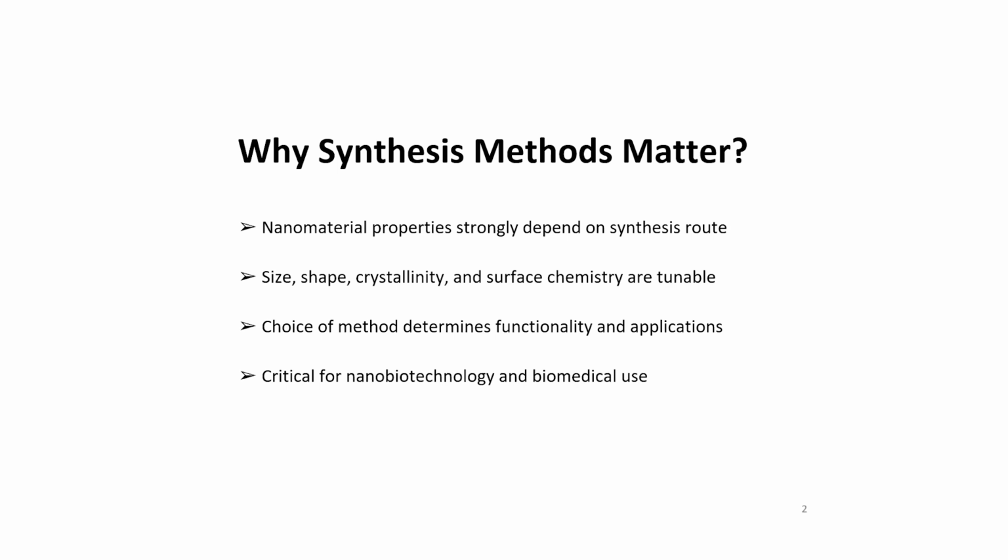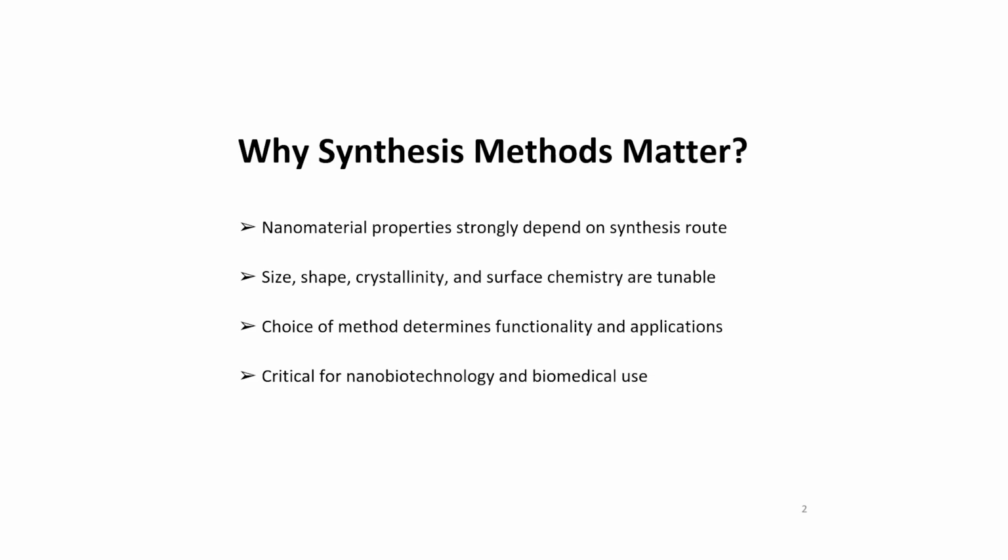Why does it matter what method we are using to synthesize? Basically, the properties of nanomaterials depend completely on the method that you are using to synthesize them. If you are using bottom up approach or top down approach, the properties can be completely different. Nanomaterials can have different shapes and sizes depending on what method you are using. The same nanoparticle can be synthesized using the bottom up approach as well as the top down approach. And for some materials, the top down approach is better, for some bottom up approach is better. So let's study these in detail.